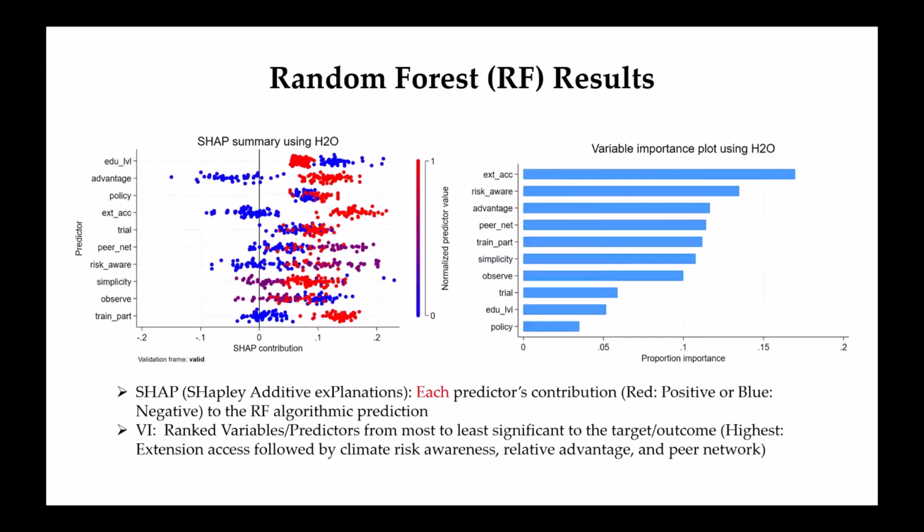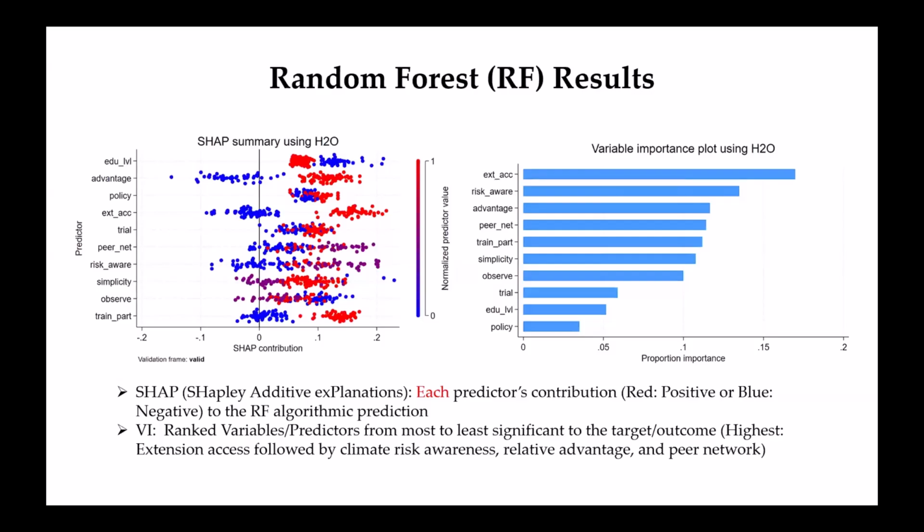So we captured the random forest results, and these two figures support each other but show a little bit different results. SHAP is really about each predictor's contribution, whether red is a positive influence on adoption, or blue is a negative influence on the target, adoption or rejection of the new technology, in the random forest algorithmic prediction. And VI is variable importance, or predictor importance. It's really about the ranked variables.